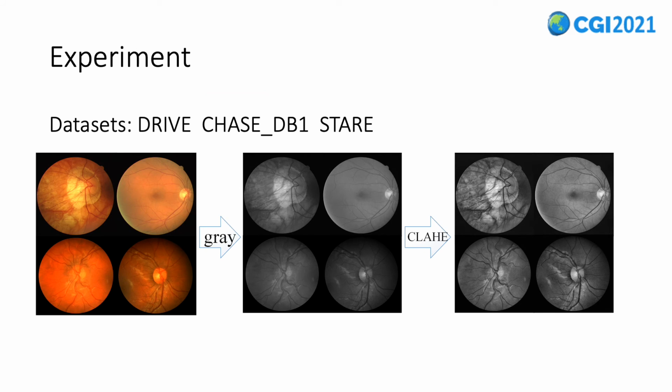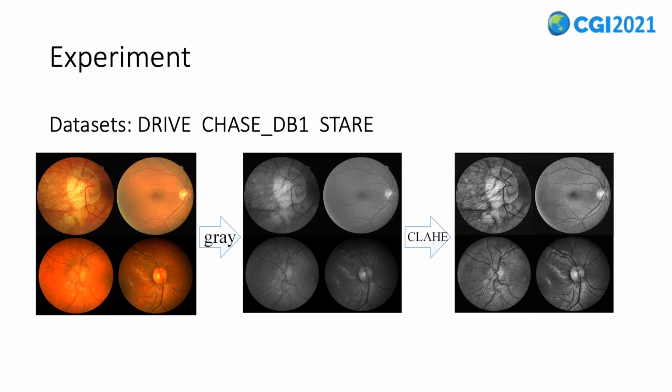Experiment. We conduct experiments on 3 datasets: DRIVE, TRACE DB1, and STARE. DRIVE contains 40 images. The 33 images do not show the sign of diabetic retinopathy, and the 7 images show signs of early diabetic retinopathy. The STARE dataset consists of 20 images. The TRACE DB1 consists of 28 images collected from 14 children.